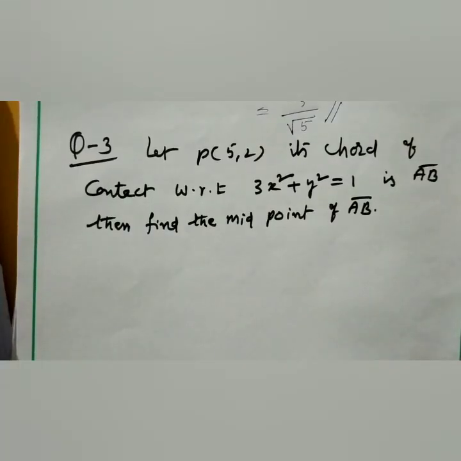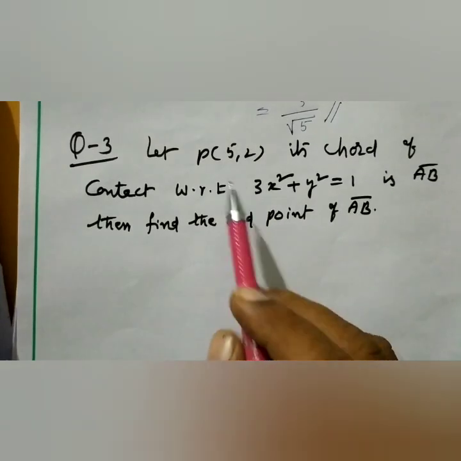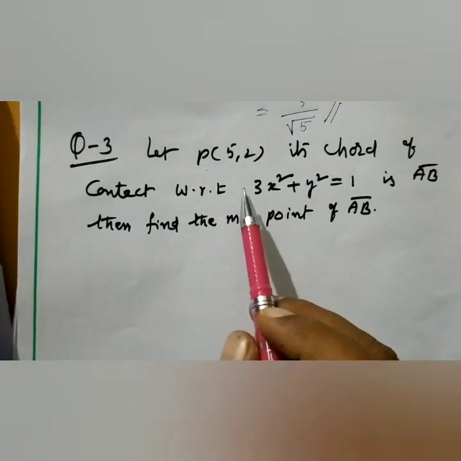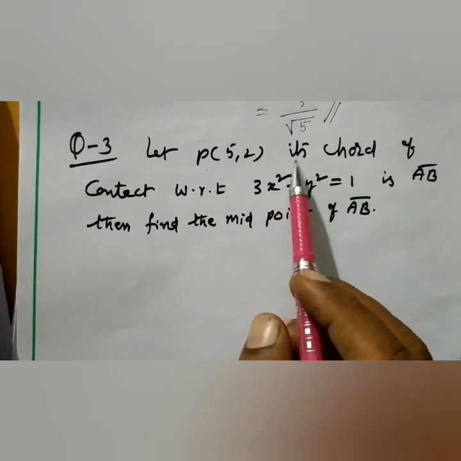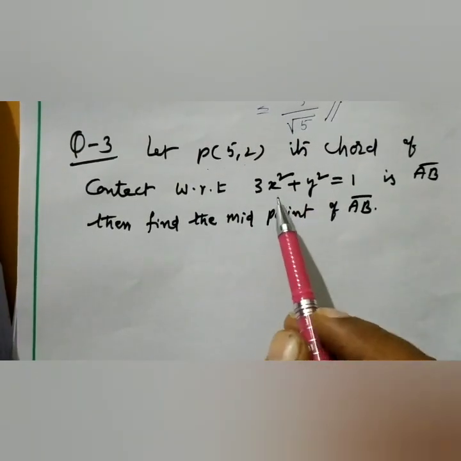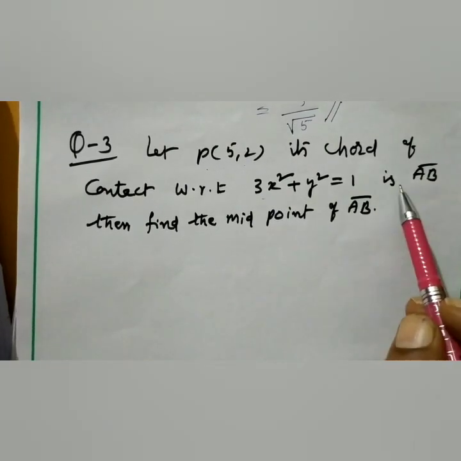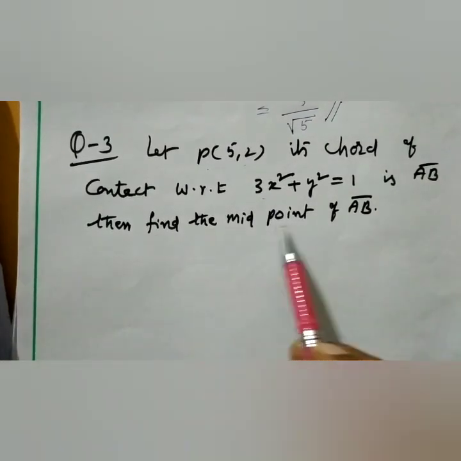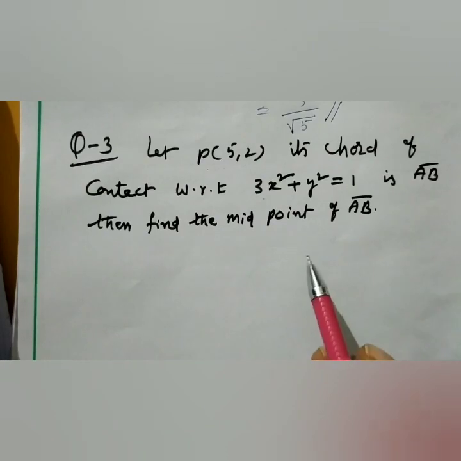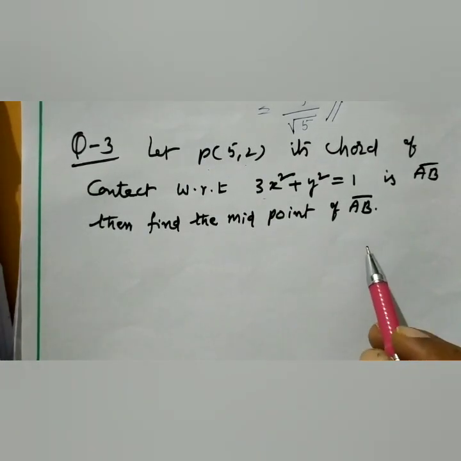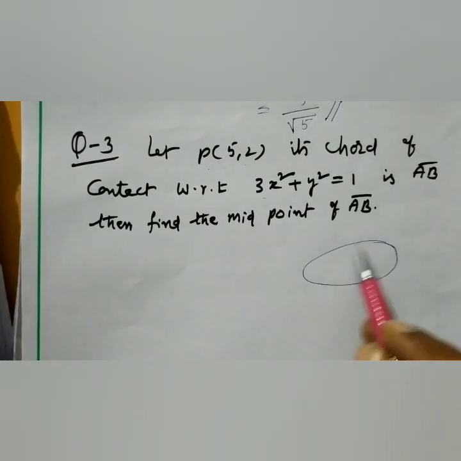See here, this is another interesting problem. If you observe, let P(5, 2) be a point in the plane. The chord of contact with respect to the ellipse is AB. Then find the midpoint of AB. This is an ellipse, it is one of the conics. So a conic is given.